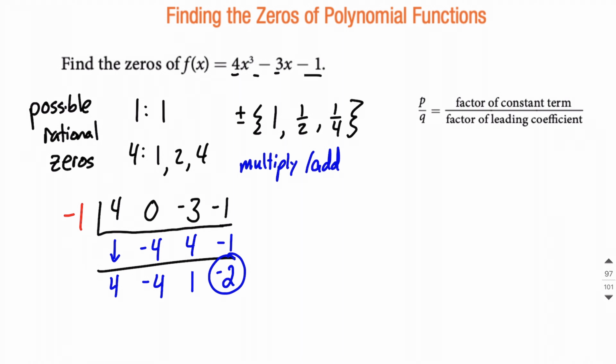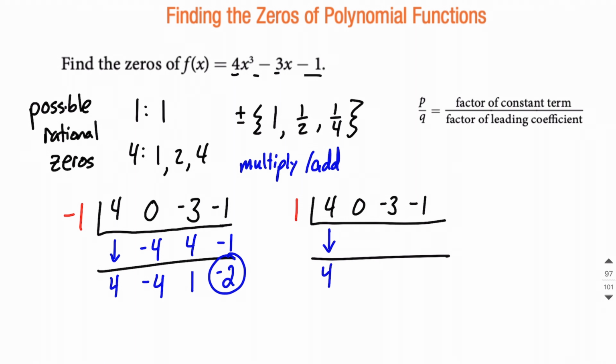Next, let's go ahead and test +1. So it's going to go out in front. We're going to use 4, 0, -3, -1 again. And repeat this process. It goes pretty quickly, right? The 4 comes down, we multiply, 1 times 4, add 0 plus 4, multiply, 1 times 4, add, -3 plus 4 makes 1, and 1 times 1 is 1, add vertically, we get 0 at the end. That's exactly what we're looking for. We want a remainder of 0. So what that means is when we get a remainder of 0, one of our zeros is given by that 1 that we just tested.